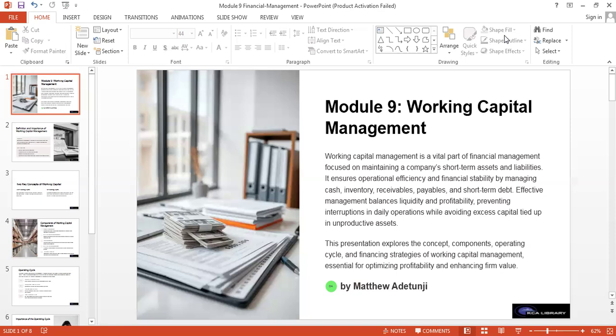So this module looks into the concepts, the components, the operating cycle, and financial strategies of working capital management. And they are essential for optimizing profitability and enhancing the firm's value.